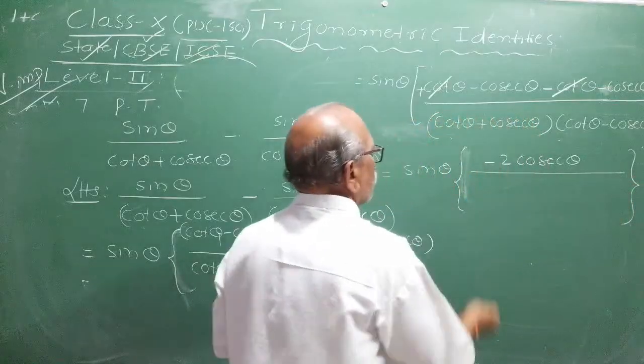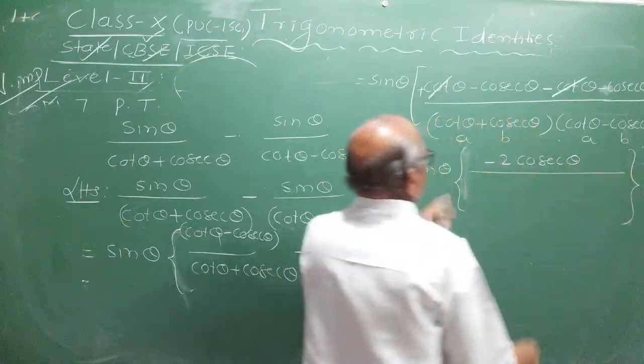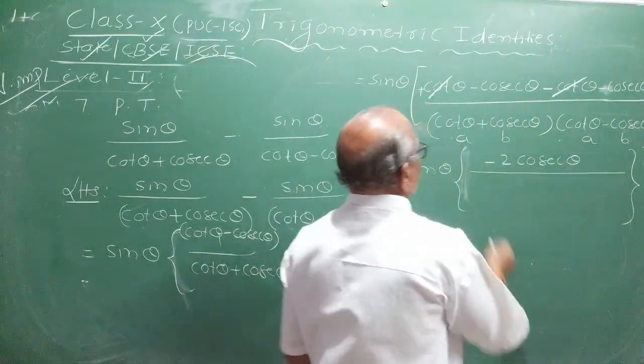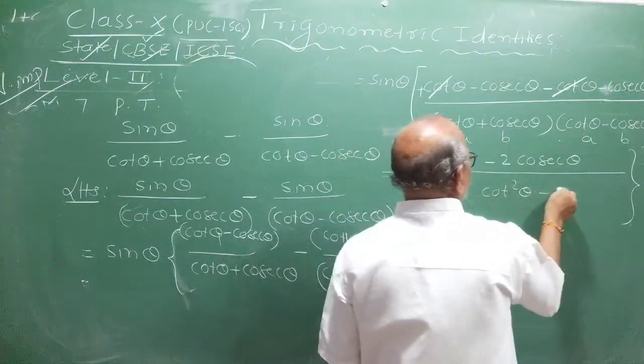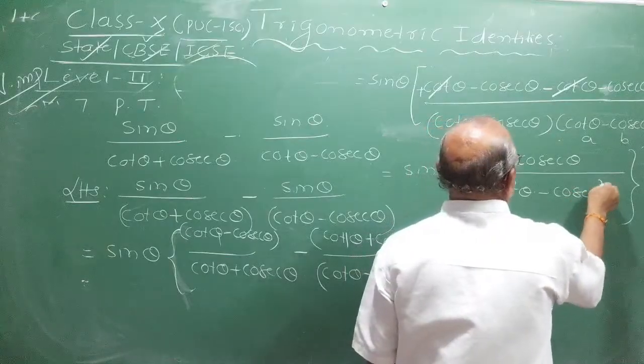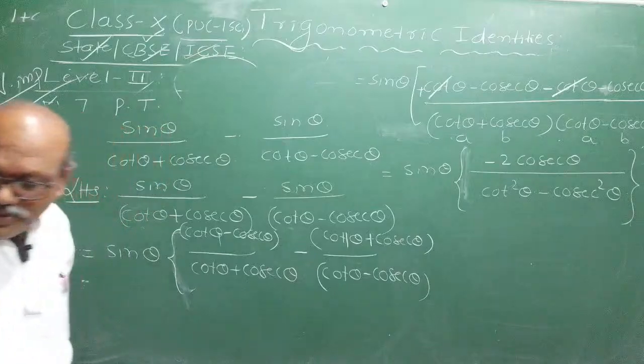Tensions will be clear. A plus B into A minus B, what do you get? A square minus B square. What do you get here? Cot square theta minus cosec square theta. Very interesting problem. It is not a tough problem.